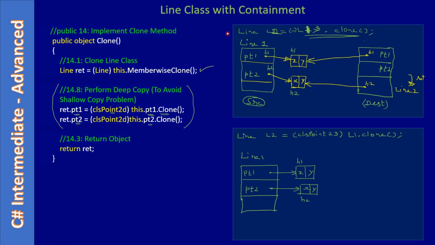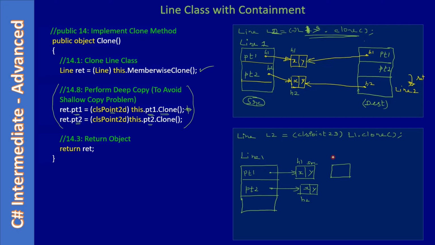Here if you see, when you make a call to the clone method, the clone method creates a new instance in the heap for the line object. Here you are making a call to the CLS point 2d clone. That means it will create a new instance. Now if you see, this is the source. Here this one is the source. Now we are talking about this particular line. So this is the source. From source, the clone method will call the clone method of CLS point 2d, and we know that inside we have a member-wise clone. So it creates a new location.